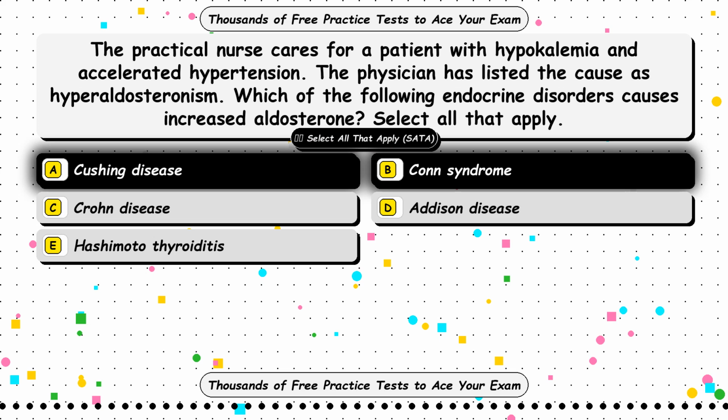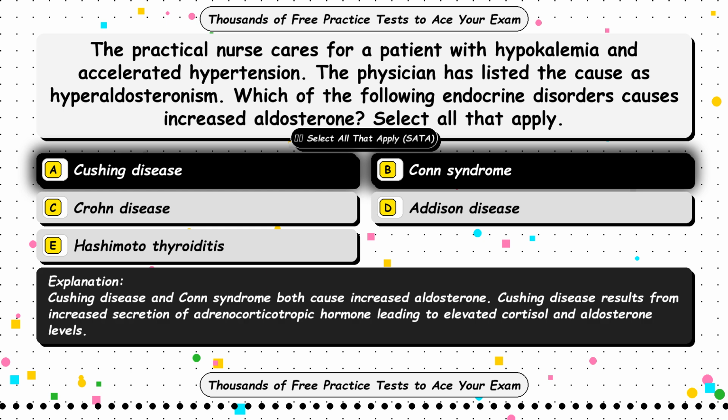The correct answers are options A and B, Cushing disease, Conn syndrome. Cushing disease and Conn syndrome both cause increased aldosterone. Cushing disease results from increased secretion of adrenocorticotropic hormone leading to elevated cortisol and aldosterone levels.